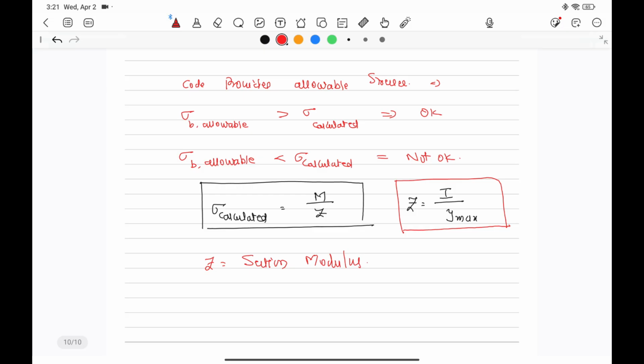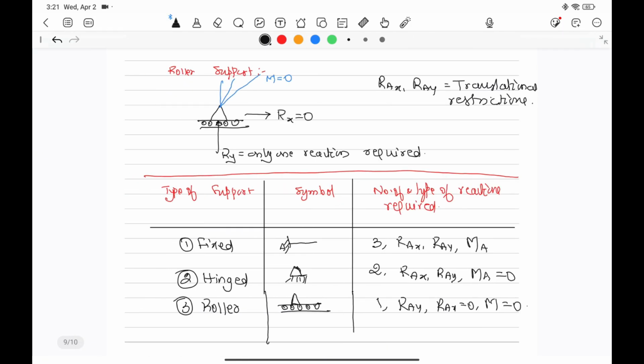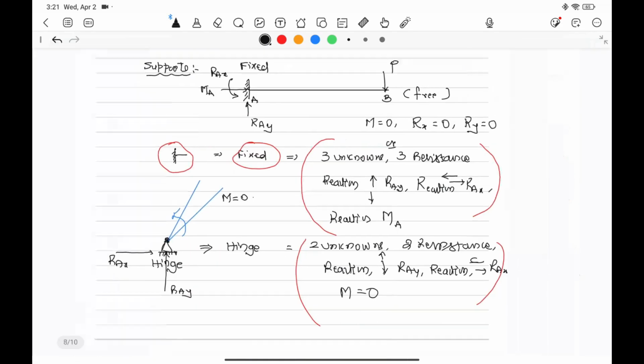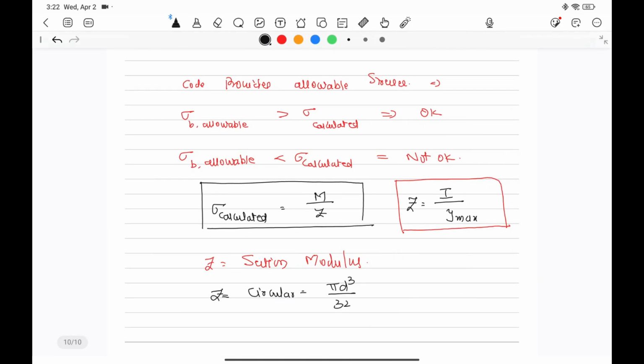And Z is equal to, for circular, pi d cube by 32. Here you see, we have done it. Pi d cube by 32. Sigma is equal to M by Z.